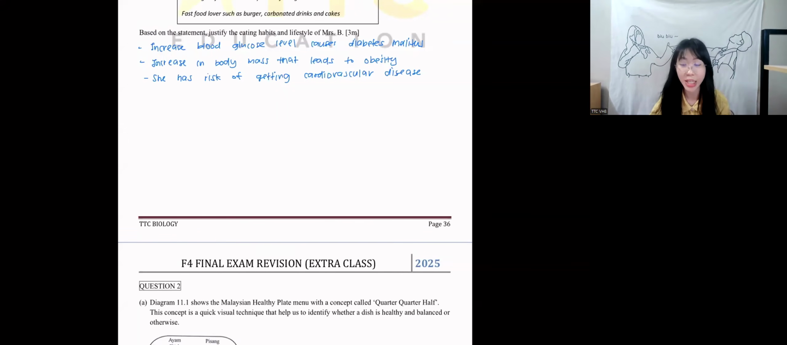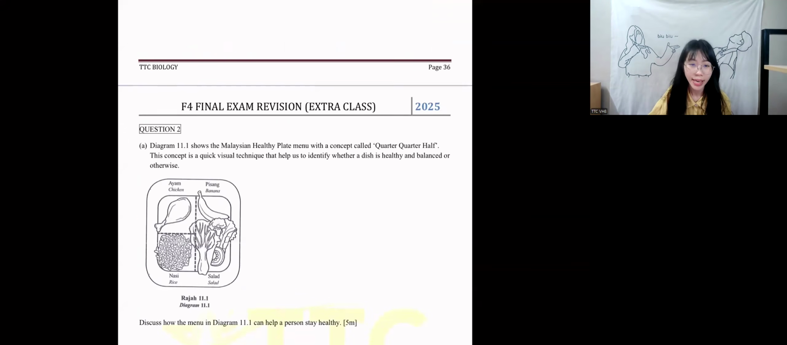Skin also can have excretion process, removing of toxic substances. Now back to this again.